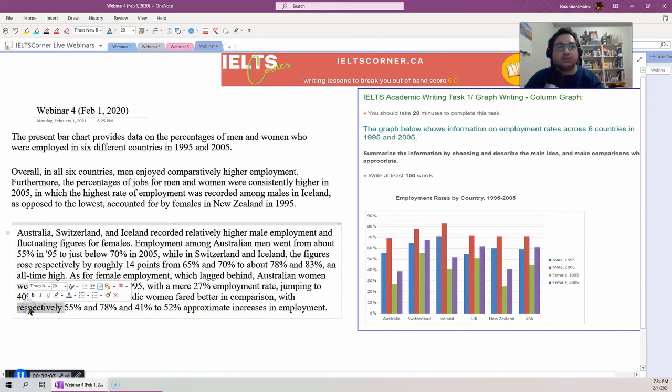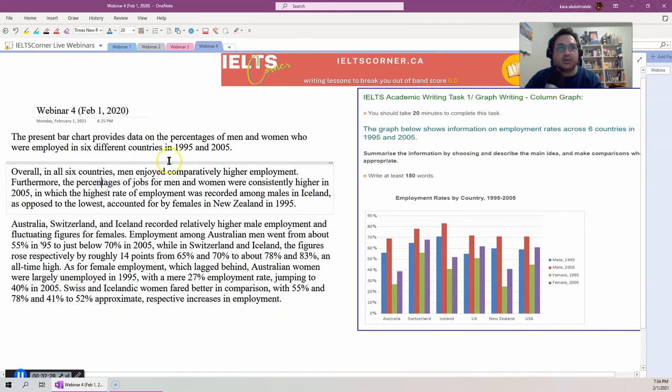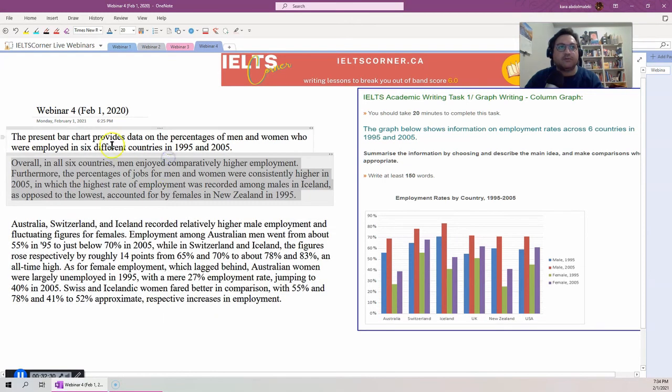Or we can actually make it an adjective and make it a coordinate adjective, like that. And as you know, coordinate adjectives take a comma. So that would be my first body paragraph. All right, this is the first body paragraph.